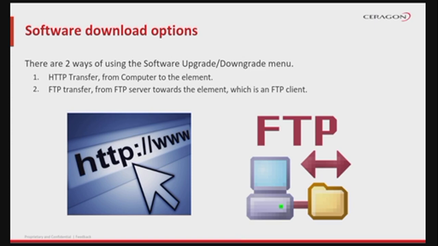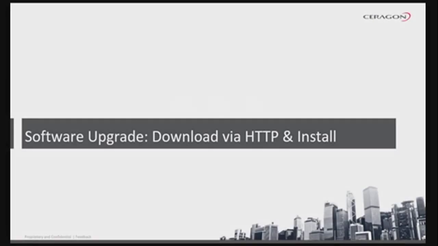Starting with the Ceragon 9.7 software, there are 2 software download options available. Via HTTP transfer, from computer to the network element. And via FTP transfer, from FTP server towards the network element, which is an FTP client. Let's now see how to perform a software upgrade, first by downloading the software via HTTP protocol.